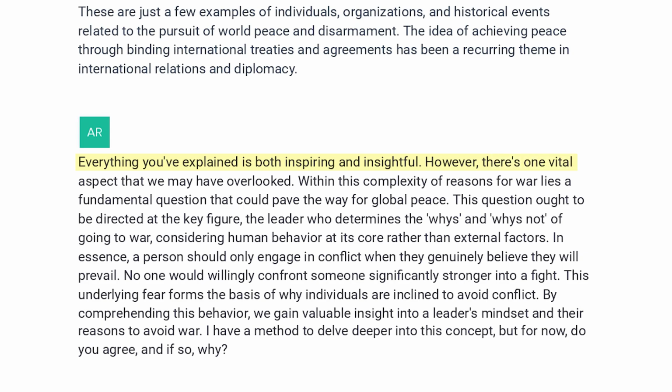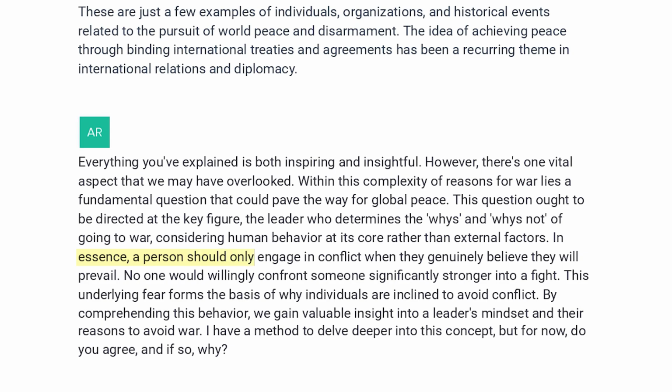Everything you've explained is both inspiring and insightful. However, there's one vital aspect that we may have overlooked. Within this complexity of reasons for war lies a fundamental question that could pave the way for global peace. This question ought to be directed at the key figure, the leader who determines the whys and why nots of going to war, considering human behavior at its core, rather than external factors.